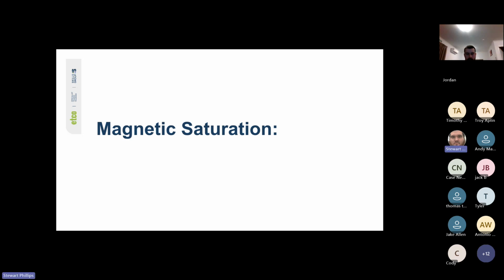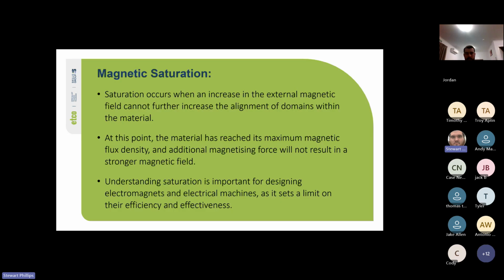Cool. So magnetic saturation occurs when an increase in the external magnetic field cannot further increase the alignment of domains within the material. Like we talked about before, it's when all of the domains are lined up in one direction and there are no more domains to change. It's fully saturated, or completely magnetized. It cannot be magnetized any further. At this point, the material has reached maximum magnetic flux density, which we'll talk about later, and additional magnetizing force will not result in a stronger magnetic field. Understanding saturation is important for designing electromagnets and electrical machines, as it sets a limit on their efficiency and effectiveness.